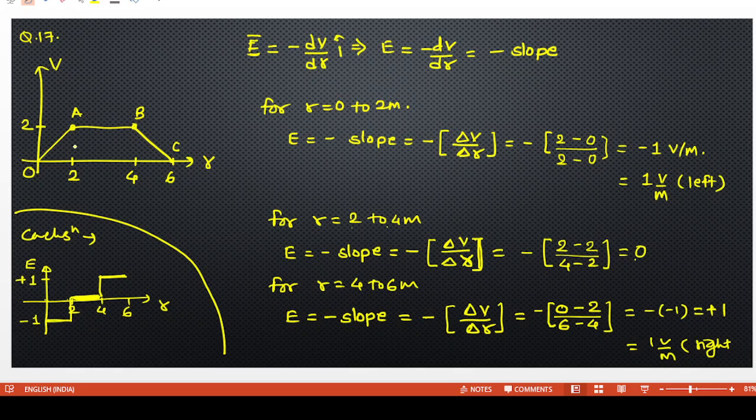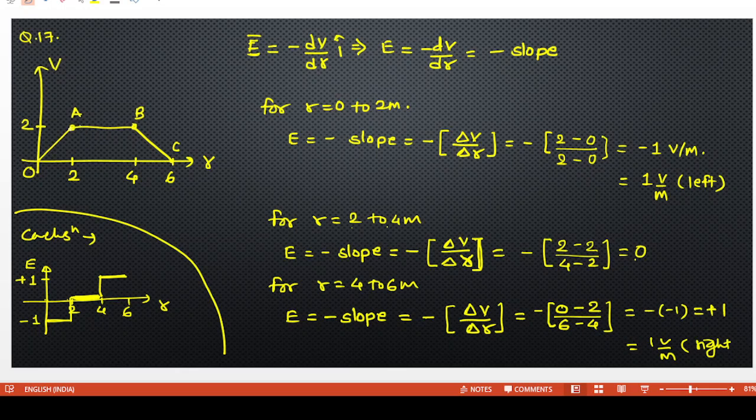So the field will be given and potential will be asked, or potential will be given and field will be asked. Negative field means leftward field. Then this is zero field. Yes, when potential is constant, its derivative is going to be 0, which means the field is going to be 0.